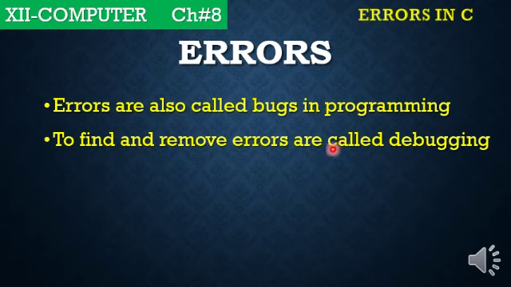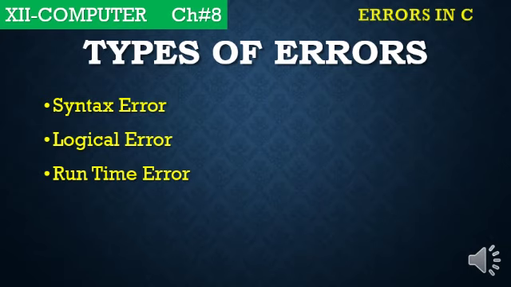The errors that we get are called bugs, and to find those errors and remove them from our program is called debugging. Okay, these are three types of errors we may face during our programming.